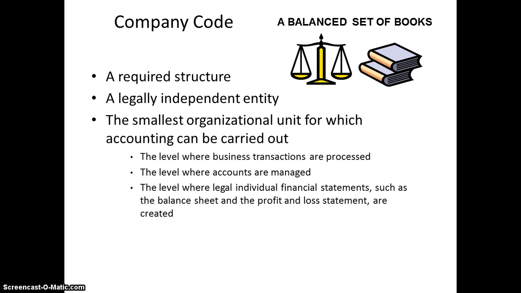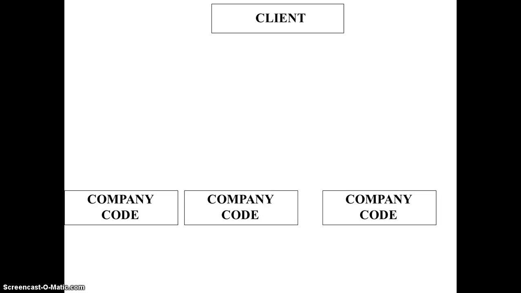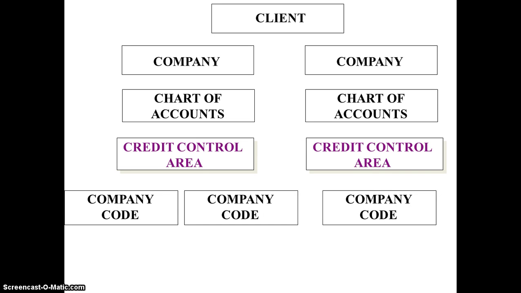So what's a company code? A required structure, a legally independent entity, the smallest organization unit for which accounting can be carried out. The level where business transactions are processed, the level where accounts are managed, the level where legal individual financial statements such as balance sheet and profit and loss statements are created. So the legal entity is the company code. For a company code, we maintain the chart of accounts and we also maintain a credit control area.